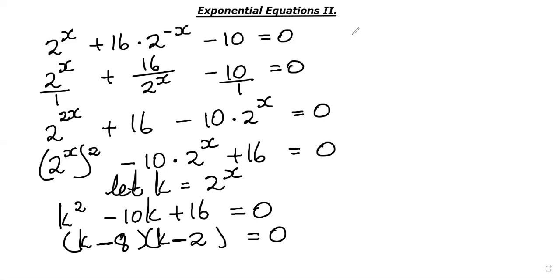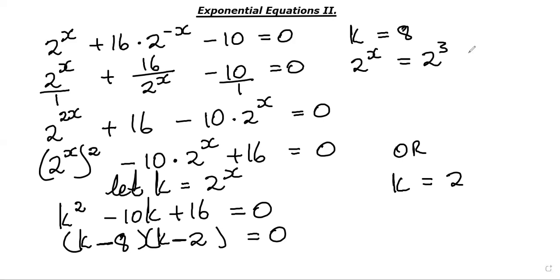Then from this point, you apply your zero factor law. So k will be equal to 8, or k will be equal to 2. Then you say, what is k? Well, k is actually 2 to the x. And what is 8 in exponential form to base 2? Well, it's 2 cubed. So the bases are the same. Then you equate the exponents, and then you are happy.